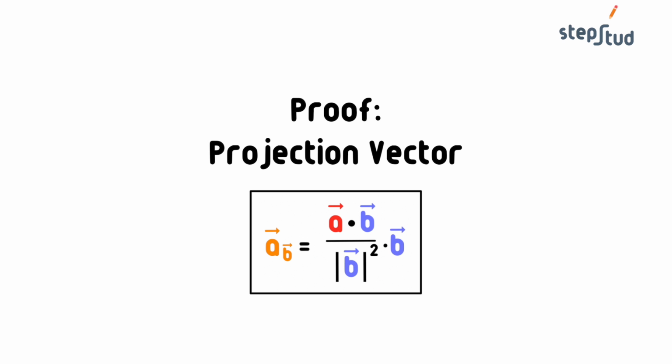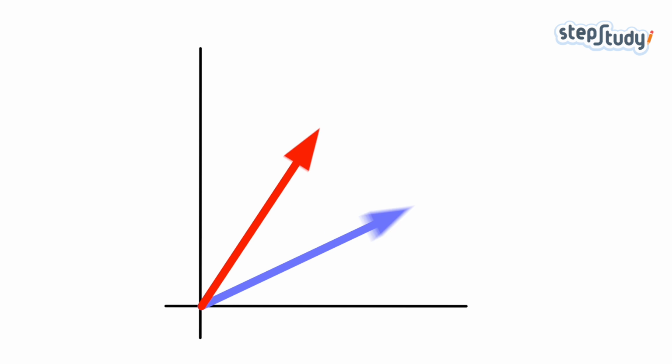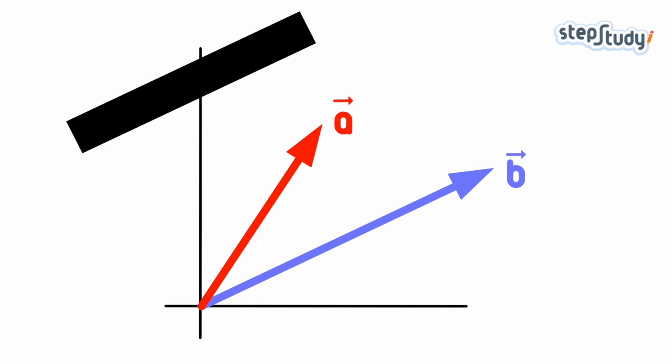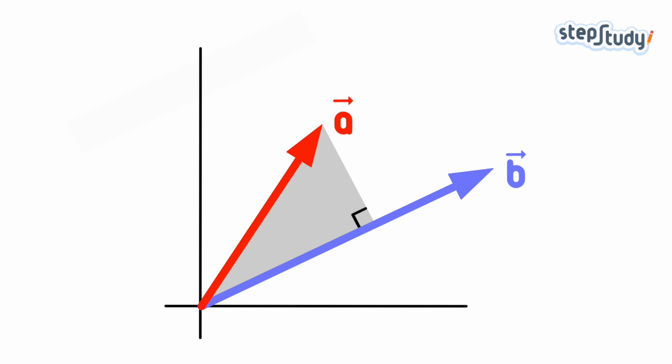We would like to prove the formula for vector projection. Imagine you have two vectors A and B, and you have a big lamp that shines a light on A so that it casts a shadow at 90 degrees onto the B vector. Now imagine a new vector that's just the part of the B vector which is in the shadow of the A vector. We'll call this A onto B. This is a projection vector.